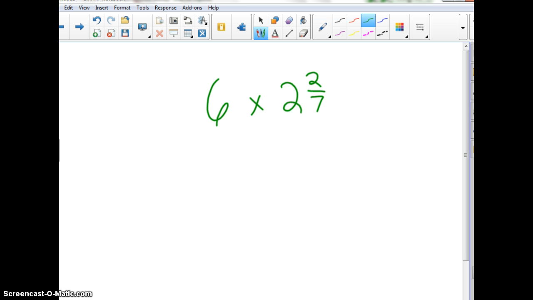What would I do with the 6 to make it look like a fraction? Alan? Put a 1 under it. 6 over 1. Now let's go 2 2/7. What would that become if we made it an improper fraction? Sam? 7 over 2. No, it stays over the same denominator. Okay? All right. Now we've got a problem to work on.